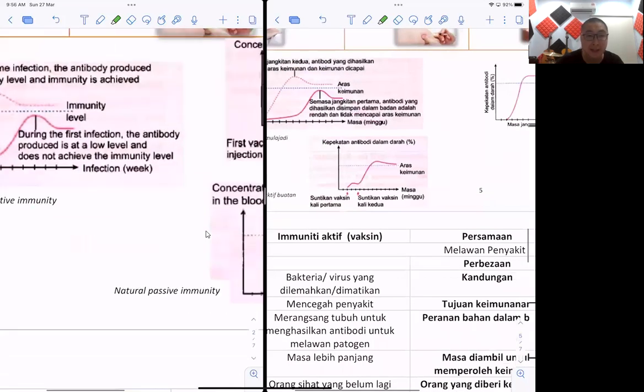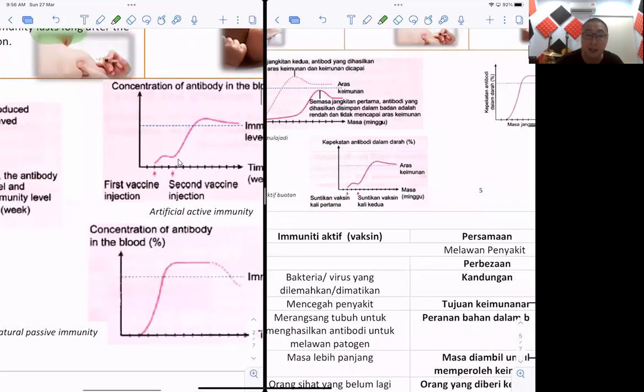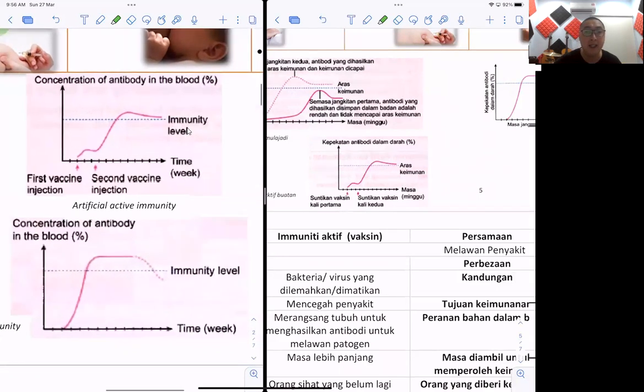Now this is on vaccine. If you look at the vaccine part, you see it gets over this immunity level. So it has reached a certain threshold. The moment you reach this level, what happens when the teacher whacks my brother's backside? My brother says no pain. What happened to him? He is immune.